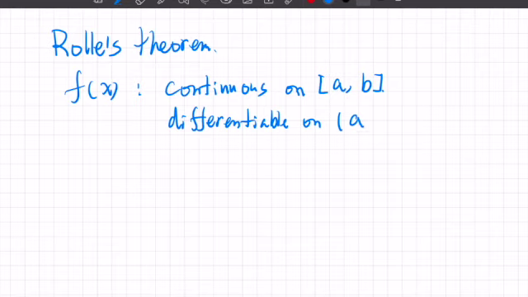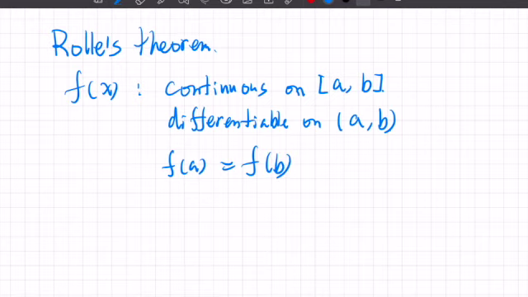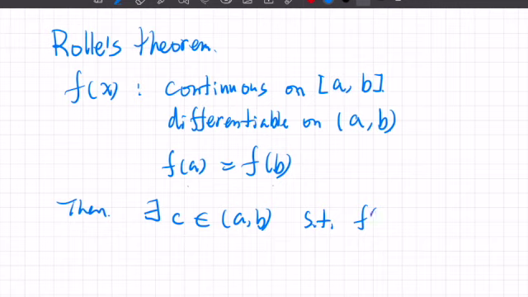On this open interval. And also assume that f of a is equal to f of b. So the values are the same at the endpoints. Then there exists a real number c between a and b, greater than a and less than b, such that f prime of c is equal to 0.